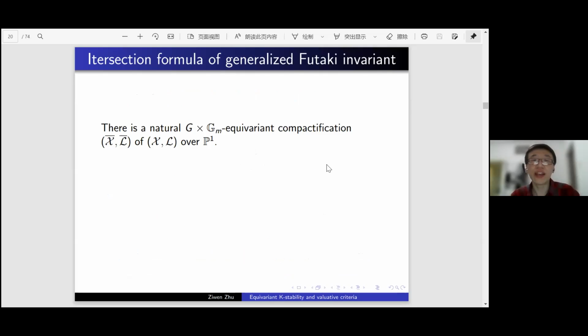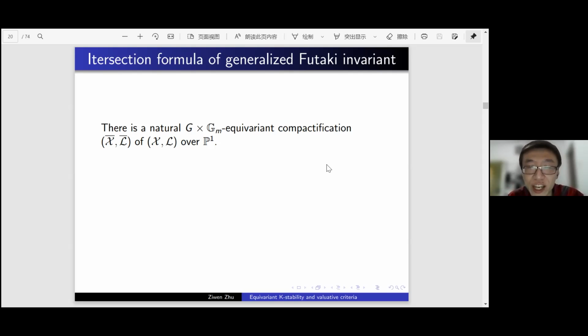All right, then I want to talk about the definition of the generalized Futaki invariant, which allows us to define K-stability. The definition I want to mention here is through intersection numbers. So we have this intersection formula for the generalized Futaki invariant. In order to do intersections, I want to compactify the family. So I want to get a family over P1 instead of over A1. I want to compactify the family over infinity. We can do that naturally, and in fact, G cross C star equivariantly.